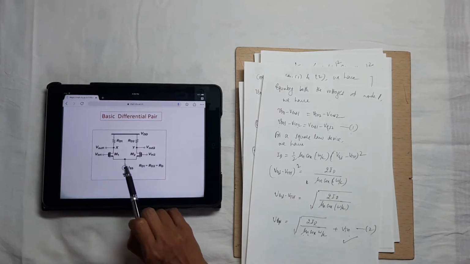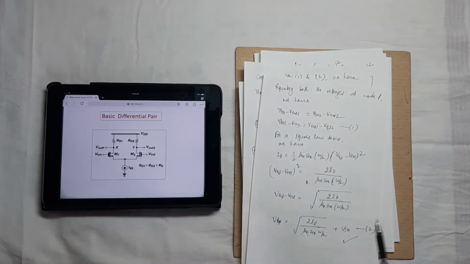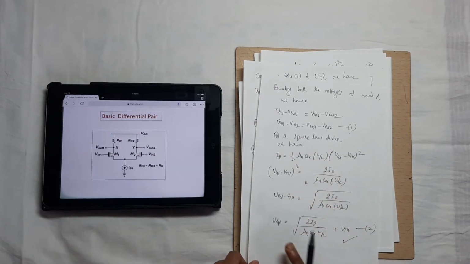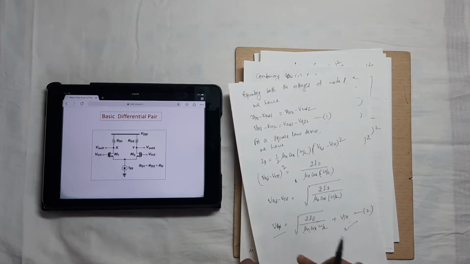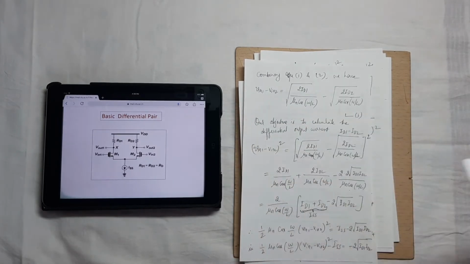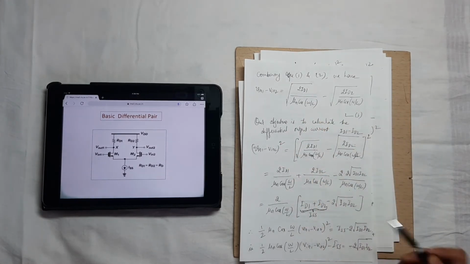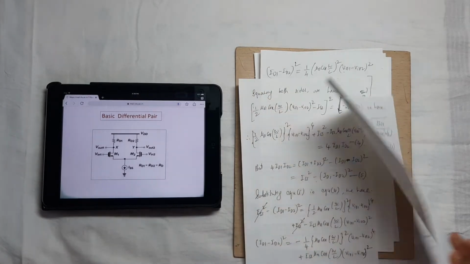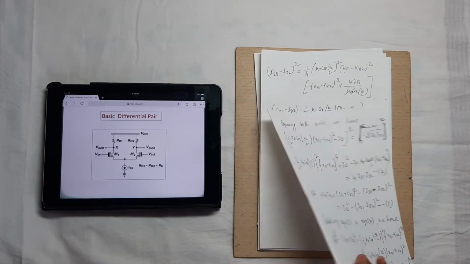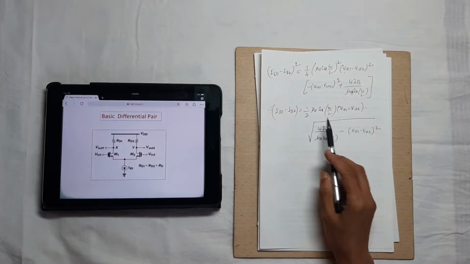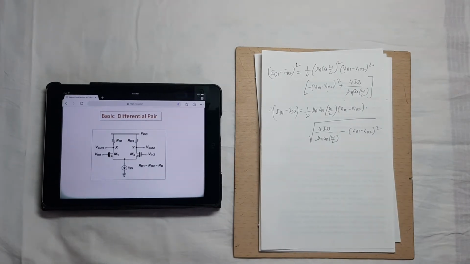Vin1 minus VGS1 is equal to Vin2 minus VGS2. Then Vin1 minus Vin2. Then we have written the expression for VGS, and this we have substituted here. Vin1 minus Vin2 is obtained like this. And then by mathematical simplification, we have arrived at the expression of ID1 minus ID2 is equal to this entire expression.